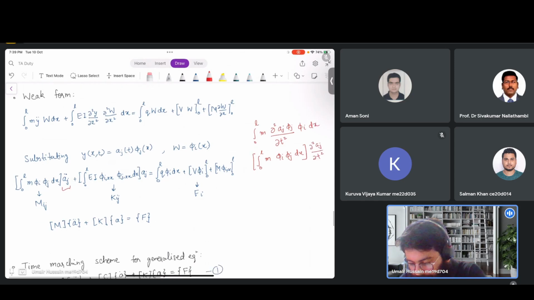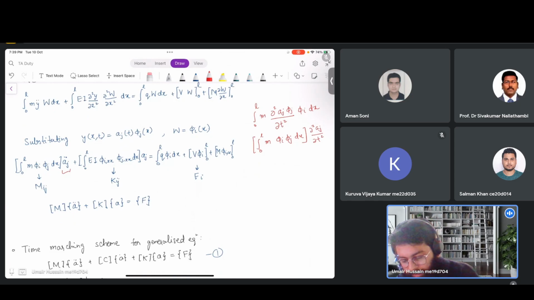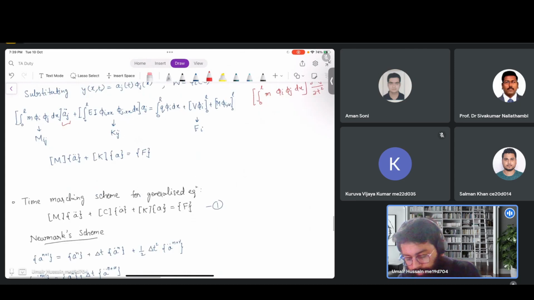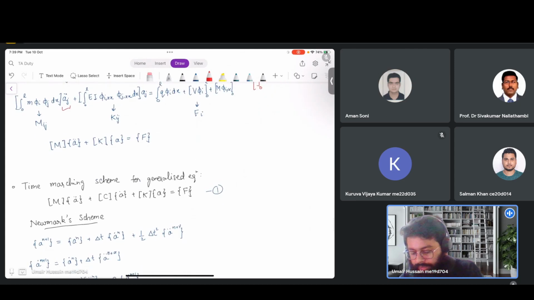So now again we have our equation in terms of the matrices and vectors, and again we have a term which is varying with respect to time, and this is now a second order derivative term, a double dot. So we can't use the time marching approximation like we did before. This is a little complicated here. So we use what is known as the Newmark scheme, and we would discuss this for a generalized equation.